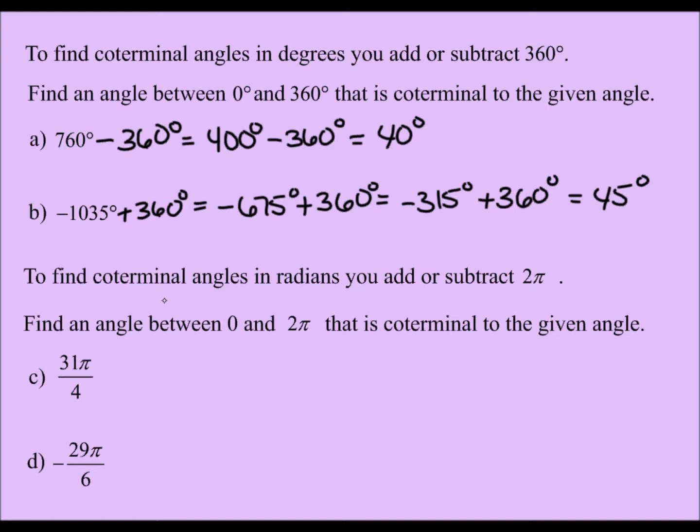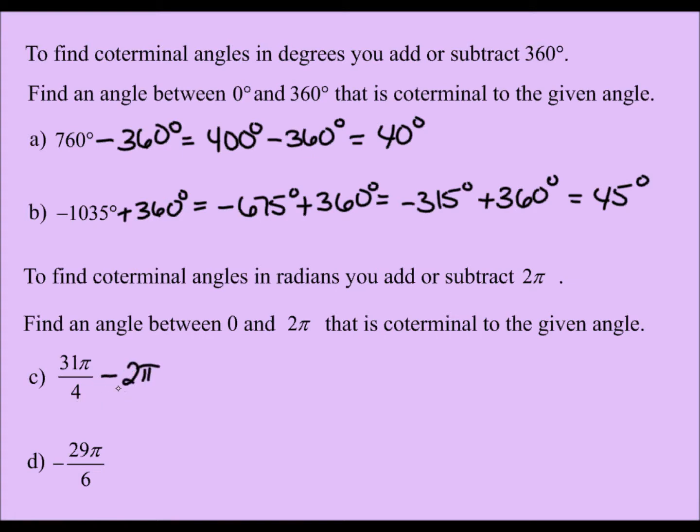Now I can also do this in radians. And when I do that, I'm going to add or subtract 2 pi. 2 pi is equivalent to 360 degrees. So for these, I'm going to find an angle between 0 and 2 pi, and that's coterminal to this angle, 31 pi over 4. Now, in order to do that, what I'm going to do is subtract 2 pi.